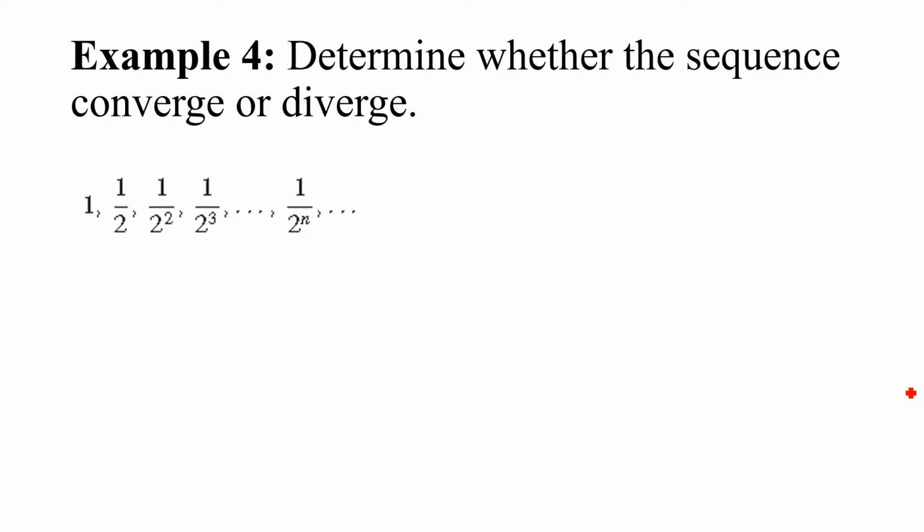So let's have this fourth example. Determine whether the sequence converges or diverges. So you have the sequence 1, 1/2, 1 over 2 raised to 2, and then you have 1 over 2 raised to 3, and so on, which has a general term of 1 over 2 raised to n. Now, if we replace n by x, we could have a power function f of x, which is equal to this one.